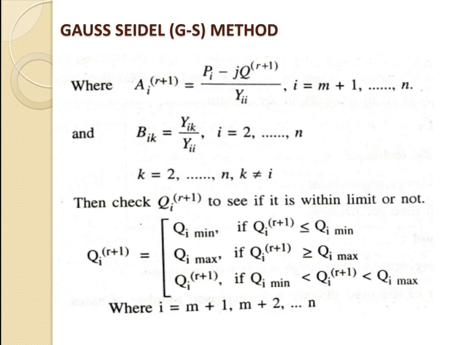We check qi raised to r plus 1 to see if it is within the limit or not. For that we will write qi raised to r plus 1 against the qi minimum and qi maximum. First, if qi r plus 1 is less than or equal to qi minimum; second, if qi r plus 1 is greater than or equal to qi maximum; and third, qi minimum is less than qi r plus 1, which is less than qi maximum, where i is equal to m plus 1, m plus 2 up to n.